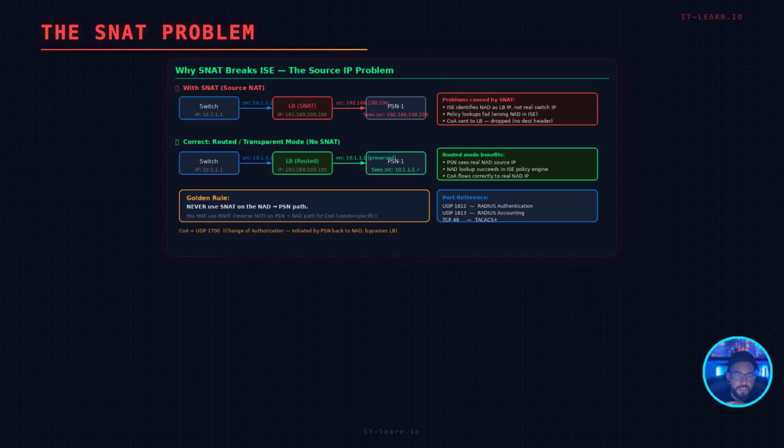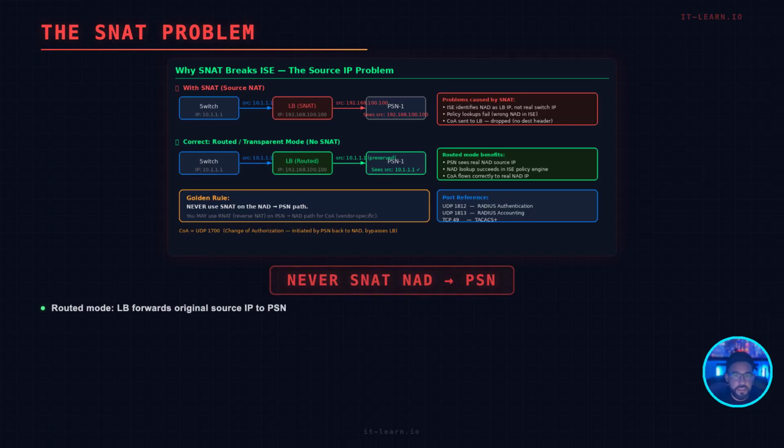Here's why. ISE identifies NADs by their layer 3 source IP address, and if you SNAT the traffic from a switch through the load balancer, the PSN sees the load balancer's IP as the source, not the switch's real IP address. This is going to break the NAD identification, which breaks policy lookups and change of authorization. The correct mode in this case is routed mode, also called transparent mode or pass-through mode, depending on your vendor. The load balancer forwards the traffic while preserving the original source IP.